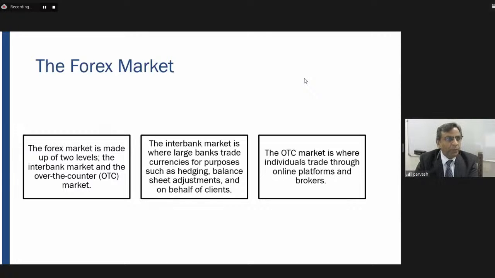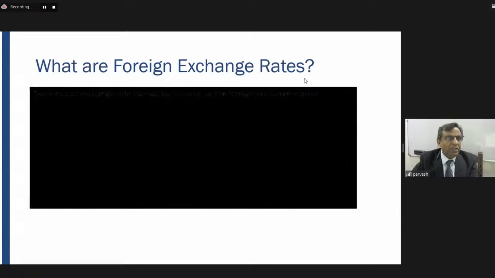So the OTC market is where the brokers are involved. This is the retail segment of the market. Whenever companies or individuals require currencies, they come to this market. Now let's understand a little about foreign exchange rates.